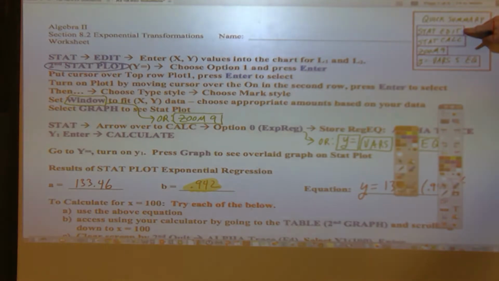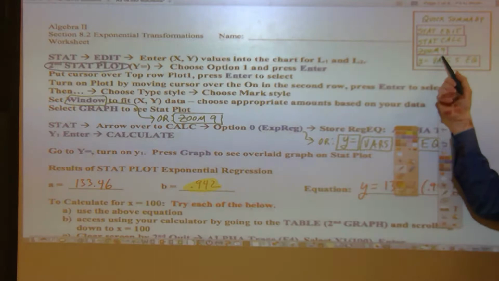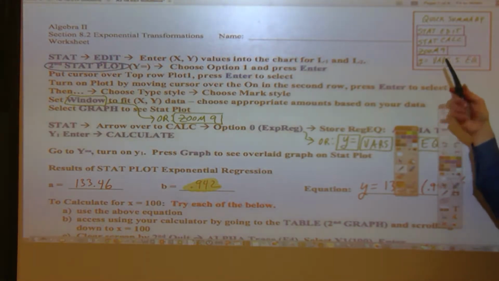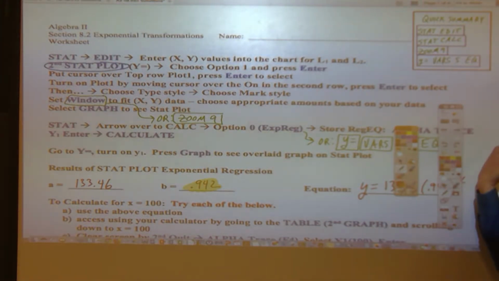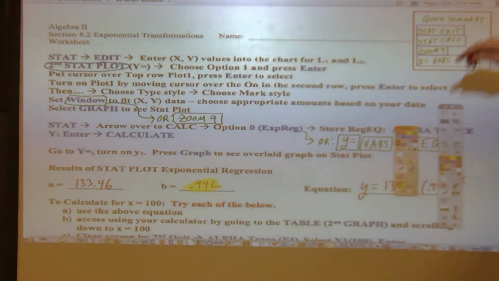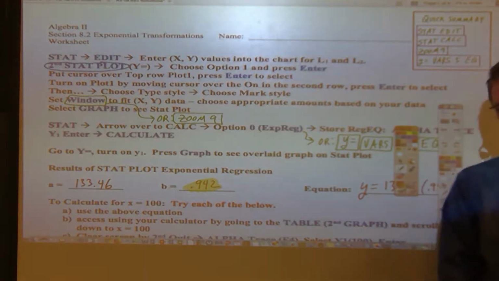Go to Stat Edit, type in your two lists. Go to Stat Calculate and select item 0. Do an exponential regression. Then just do a Zoom 9, which sets up your viewing window, followed by going to the y equals menu, hit vars 5 EQ, and that will bring up the regression equation. So summarized, even though it looks intimidating, it's really just Stat Edit, Stat Calculate, Zoom 9, and then put the equation in there. You got it right there. I do recommend that you jot down the summary.